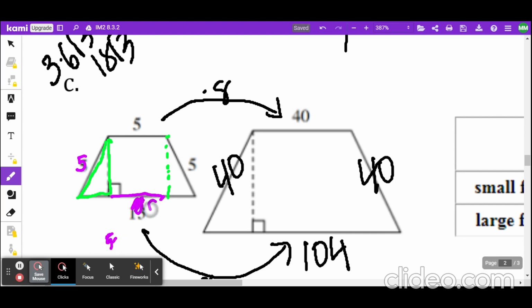Oh, sorry. This is length 5, and each of these add up to 8. So this is 4 here and 4 here. So then the question is, how tall is the trapezoid? And I'll call that x.